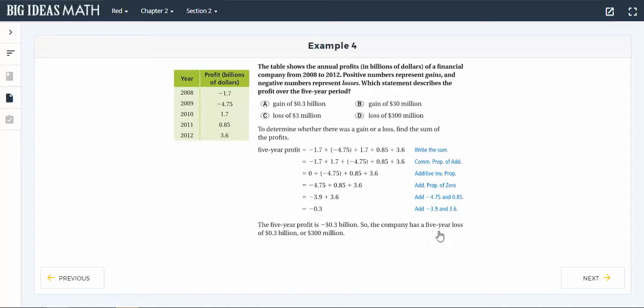So the company has a 5-year loss of 0.3 billion, and 0.3 billion is the same as 300 million. So it is a loss, and it is going to be the answer D. So it kind of is confusing because this is billions and this is millions. So that's where you can kind of mess up sometimes. No big deal either way.